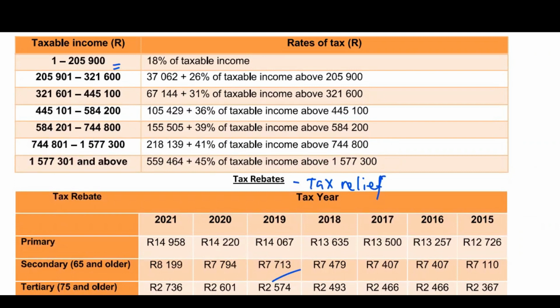Another thing you have to take note of: primary is for all the people. Everyone qualifies for primary. But if the person is 65 to 74, you subtract 2 values. If the person is 75 and older, you subtract all 3 values. We shall see as we go on. Another thing we would like to look at, I'm trying to interpret this table a little bit. We have these values here.